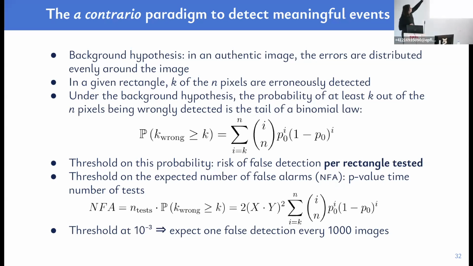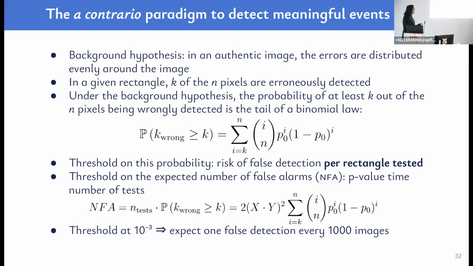If you threshold on this probability, you limit the weight of false detections per rectangle you test. So it's already better because you can give some confidence. This is basically a p-value. But then you can test a lot of different rectangles. So to reach what we call the number of false alarms, you simply multiply this value by the number of tests you will do in the image. The number of tests here would be the number of rectangles you test, or that you can, in theory, test, even if you don't test them all because you only test the significant ones.